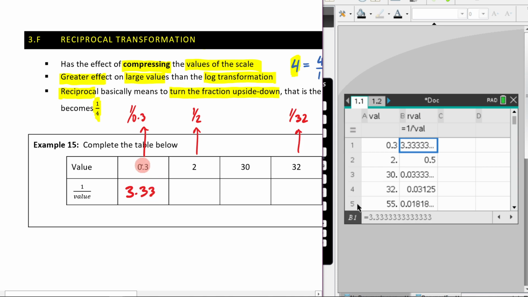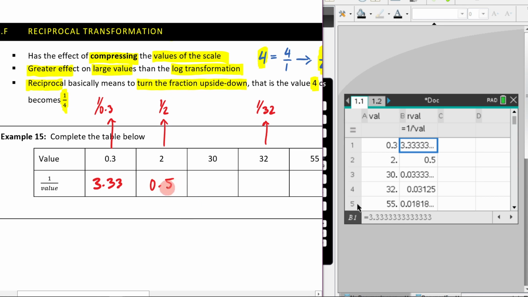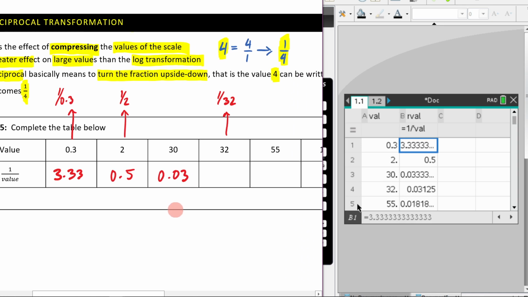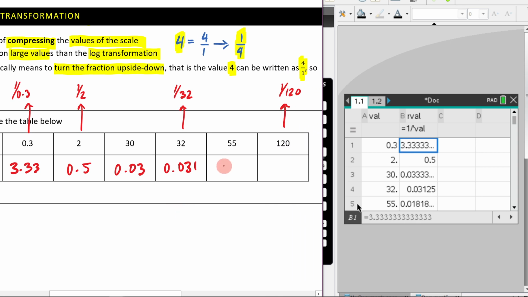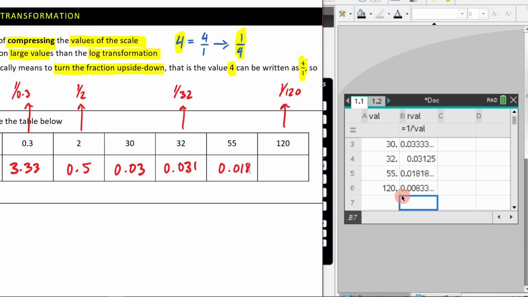3.33. So take note, I started with a very small number, a number that is less than 1 but greater than 0, and it's actually turned it into a bigger number. Interesting. Then we continue on. This one is 0.5. This one is 0.03. This one will be 0.031. This one will be 0.018. And then the last one here, if we scroll down, will be 0.008. Okay, before we move on, let's just appreciate something for a moment.